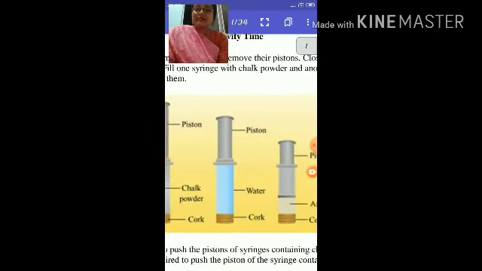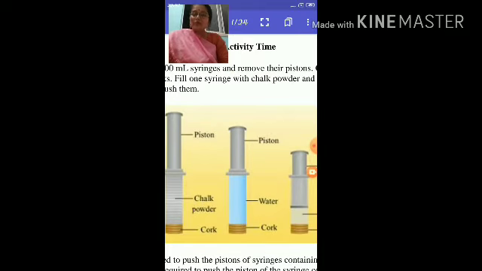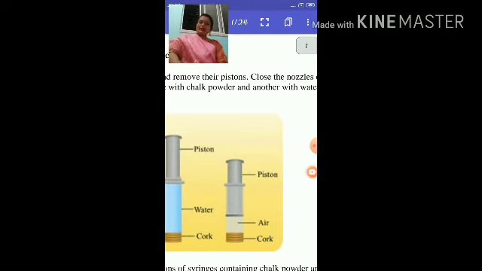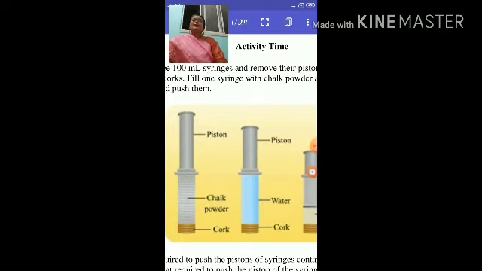Then the second, the middlemost syringe is to be filled with water, and we all know that water is a liquid substance. Then the third syringe will be filled by air, which is a gaseous substance. Then all the 3 syringes, after removing the pistons, are placed by putting a rubber cord in each of them in the mouth of the piston.